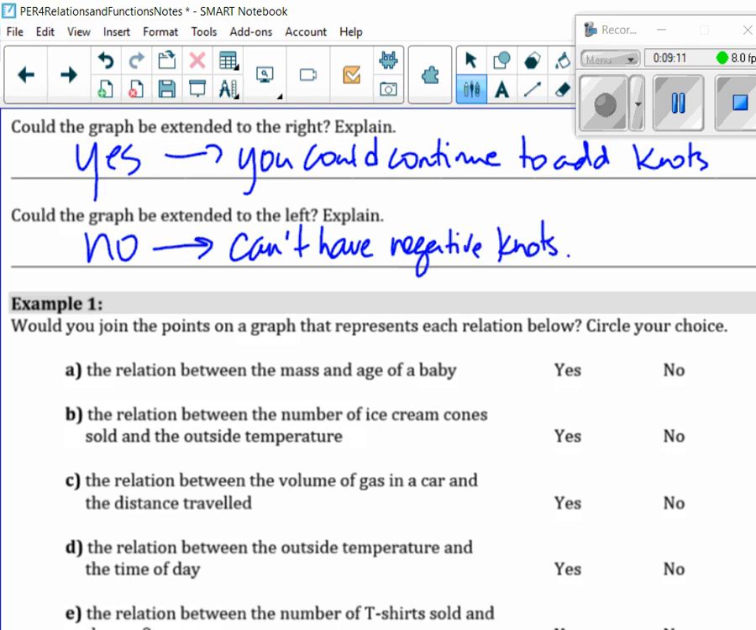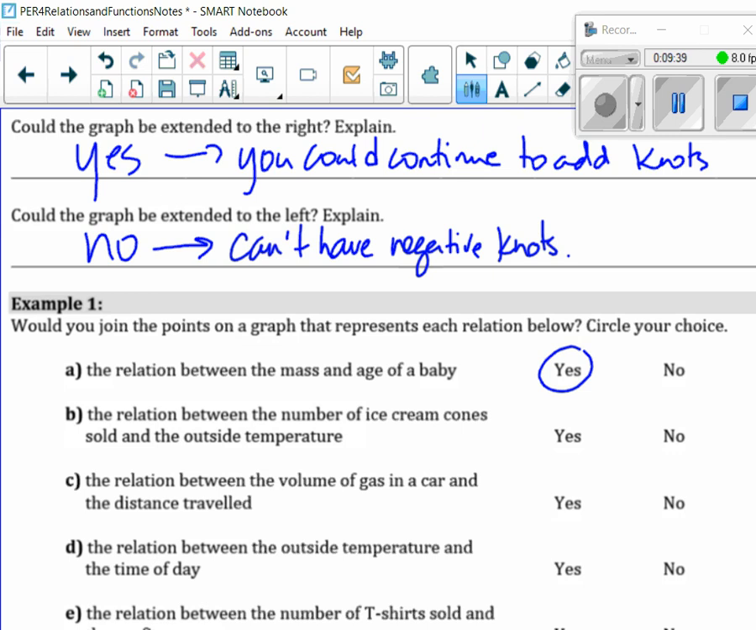Okay, would you join points on a graph that represent each relation below? Circle your choice. So I'm going to give you a second to look at these, and I want you to circle yes or no, and we'll discuss it in a second, okay? So the relation between mass, like how much you weigh, and age of the baby. Can you join the dots? Yeah, oh, for sure. You can have partial ages and partial mass.